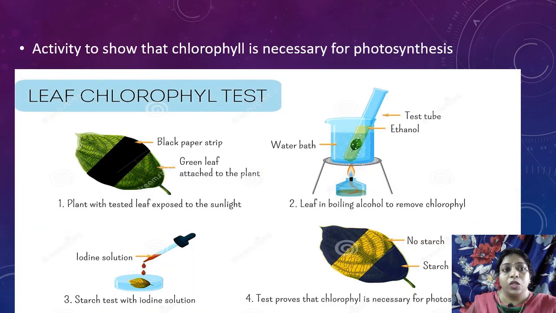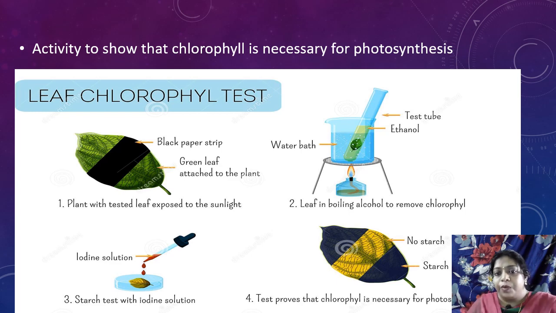So the next one, here's a simple activity. I'm just giving you a small activity to check that chlorophyll is necessary for photosynthesis. First you take a leaf, maybe the middle part of the leaf, and as shown in the picture, you can just cover it with a black paper or a black strip. Next, the green leaf is always attached to the plant. Just take one leaf out of it. The plant will be tested with the exposure to the sunlight.